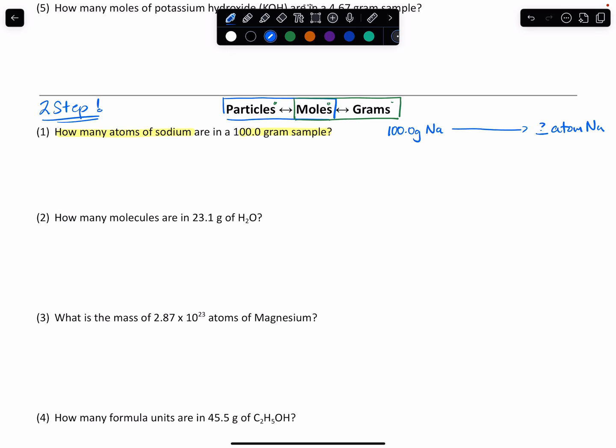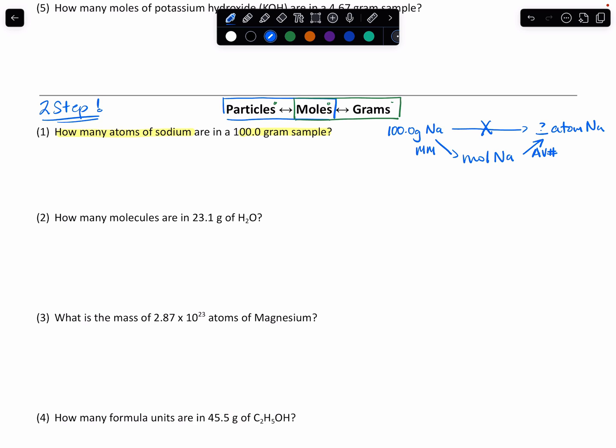We don't have a unit equality that lets us go directly between those two. So there's no one-step problem that we can put together that lets us make that conversion. Instead, we're going to need to convert those grams into moles of sodium, and then we can go to atoms. So we'll need the molar mass of sodium, and we're going to use Avogadro's number to make that happen.